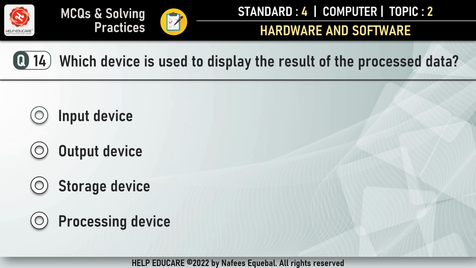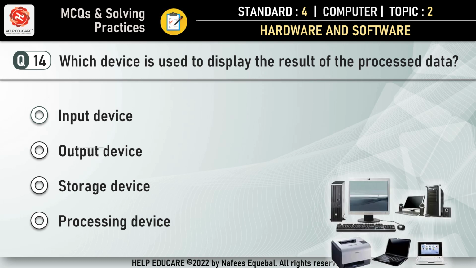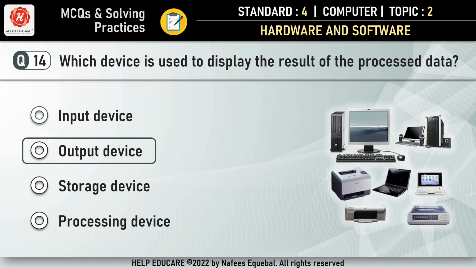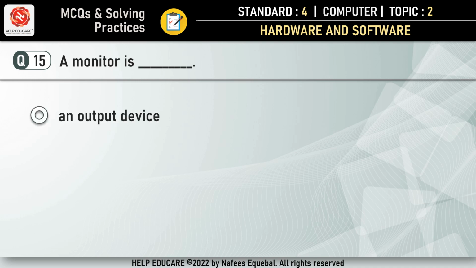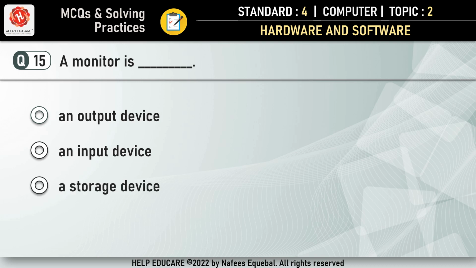Answer will be displayed in 10 seconds. Correct answer is output device. Question number 15. A monitor is dash. First option, an output device. Second option, an input device. Third option, a storage device. Fourth option, a calculating device.